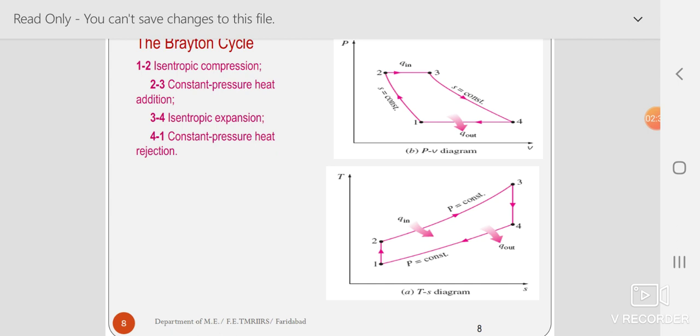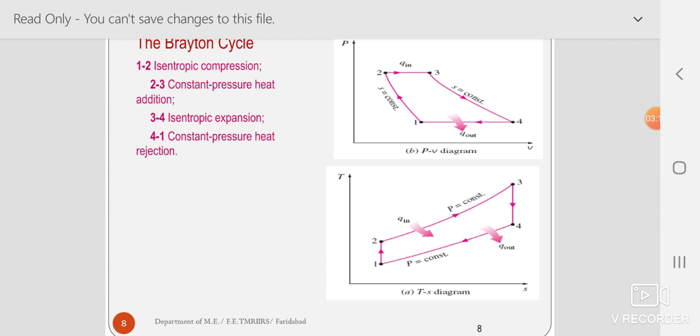At 2 to 3, there is a constant pressure part of the curve. You see in the PV diagram 2 to 3, this is the constant pressure curve. At the constant pressure, there is heat addition. So 2 to 3 is constant pressure heat addition, and as a result there is a rise in temperature in the TS diagram. T3 is greater than T2. There is a rise in temperature from T2 to T3. This temperature rise happens because I am adding heat at constant pressure.